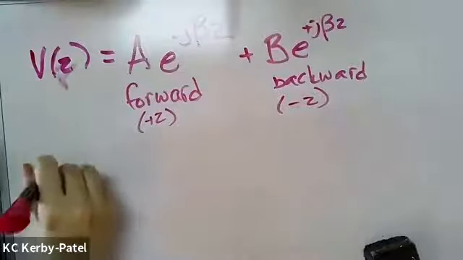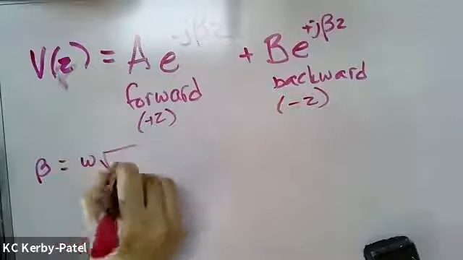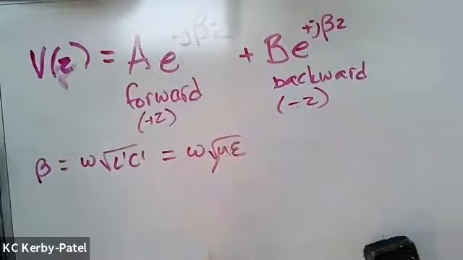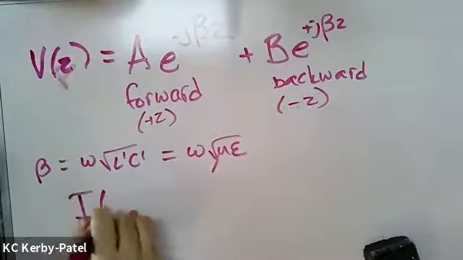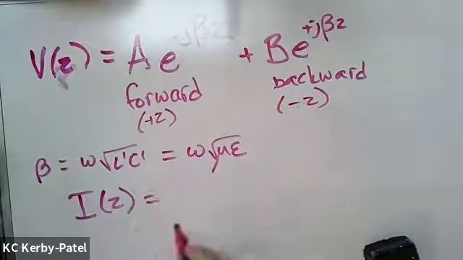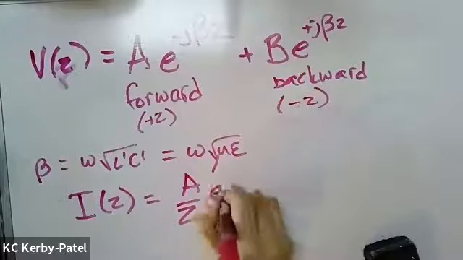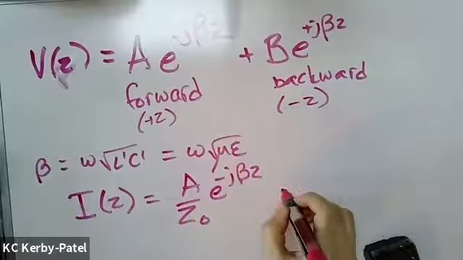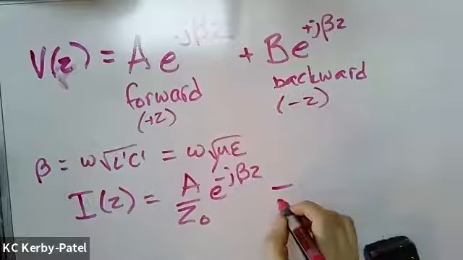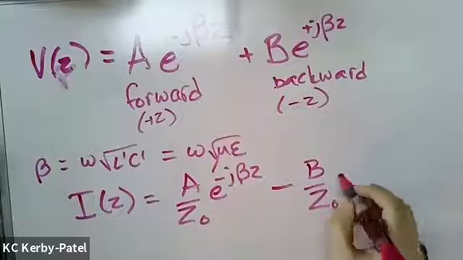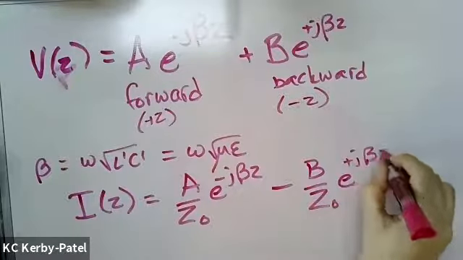And beta, like I said before, is equal to omega square root of L prime C prime, which is equal to omega square root mu epsilon. Current does the same thing. The solutions for this are that amplitude divided by the characteristic impedance, which we remember from Monday, e to the minus j beta z, minus, because the current goes in the other direction for the minus going wave, b divided by z naught, e to the plus j beta z.